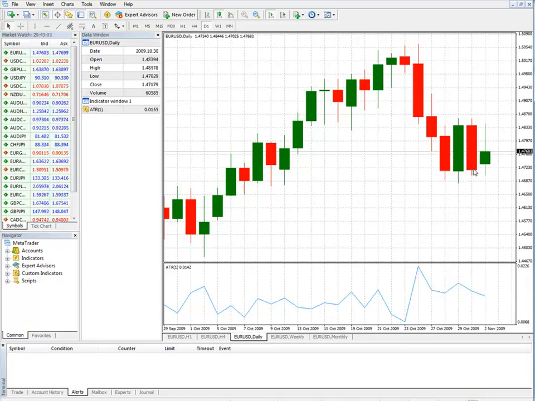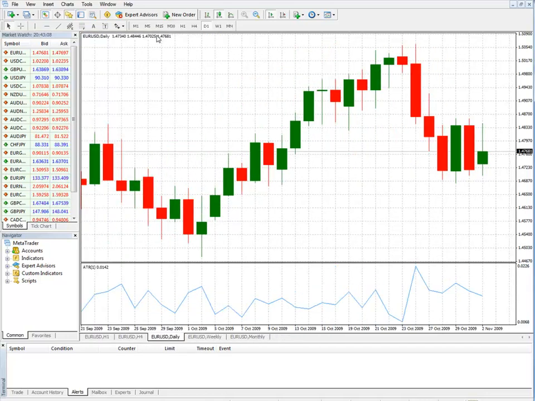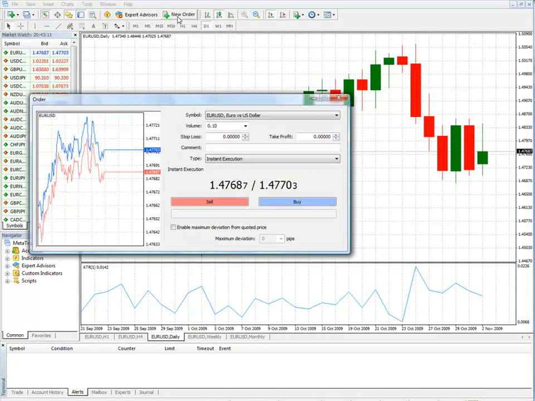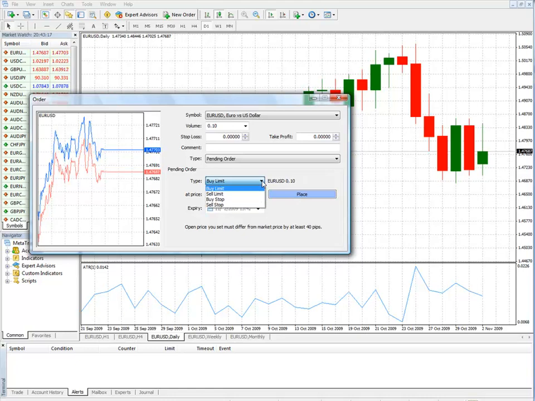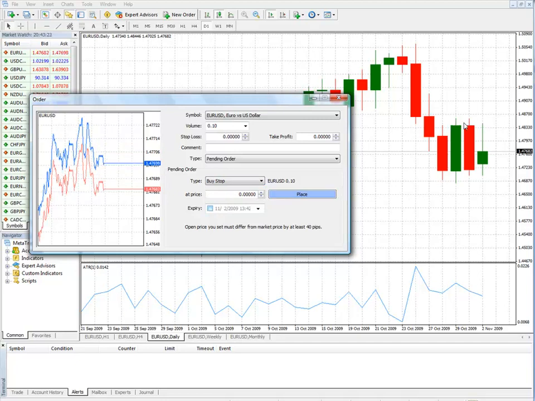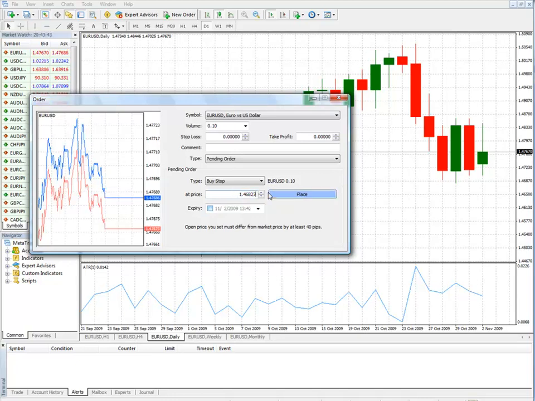Okay, so we can actually place an order based upon this bar, and it'll be a pending order, of course. So let's pop over to new order, and it's going to be a pending order. Since we look to buy above the market, we're going to place a buy stop up here. And the price we want to place that buy stop at is 1.46827. Okay.